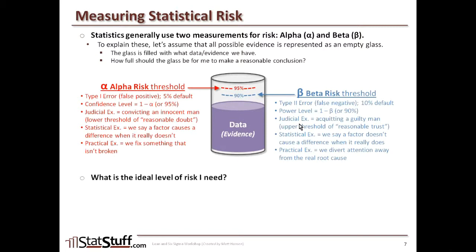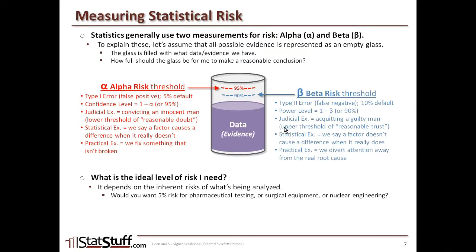So based off of this, what is the ideal level of risk that we're going to need? Well, it really depends on the inherent risks of what we're analyzing. As an example, would you accept a 5% risk as an alpha risk if we were doing pharmaceutical testing, or maybe building surgical equipment, or doing nuclear engineering? Probably not. We probably would not be willing to accept that much risk. We probably would want something much less.